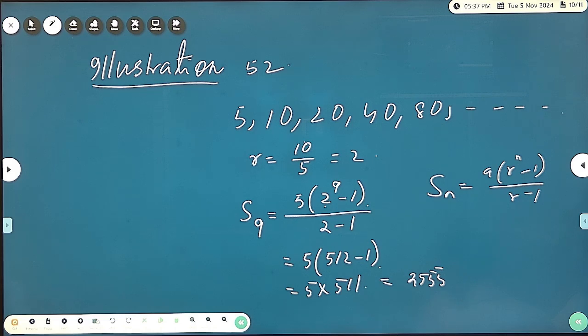Just do this exercise. Question number 1: if the mth term of an AP is 1 by n and the nth term is 1 by m, then show that the first term is equal to the common difference. Page number 43, exercise with hints, question number 1.